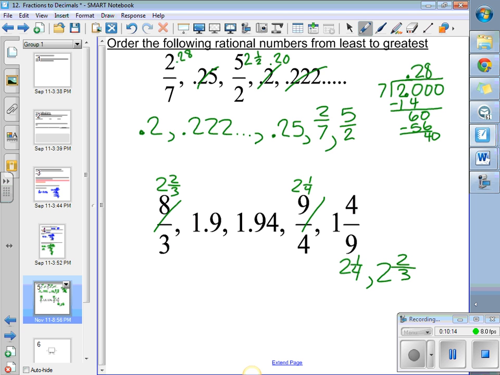And then 4/9, that's less than 1/2. So that's going to be our first one. And then this is 1.90, and this is 1.94. So we got 1.90 and 1.94. Okay, so there we are. We've got that one and we've got that one, and we used them all. Okay, hopefully you got this.